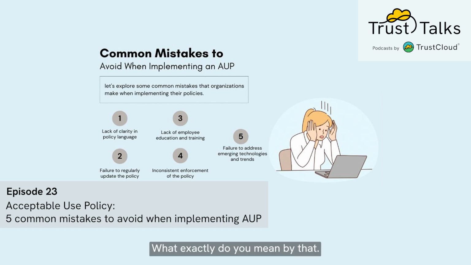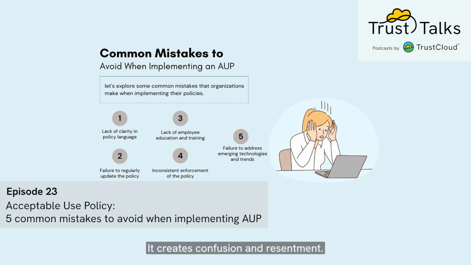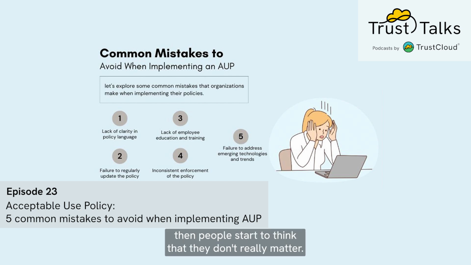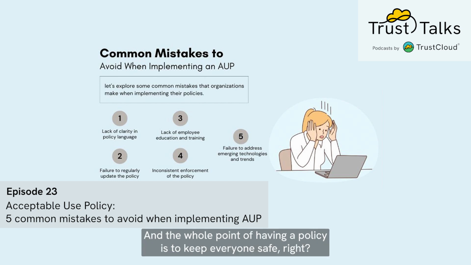Inconsistent enforcement. What exactly do you mean by that? Well, it means that the rules are only enforced sometimes or only for certain people. And that's just not fair. It creates confusion and resentment. Yeah, that makes sense. If the rules aren't applied consistently, then people start to think that they don't really matter. Exactly. And then they're less likely to follow them. And the whole point of having a policy is to keep everyone safe, right?